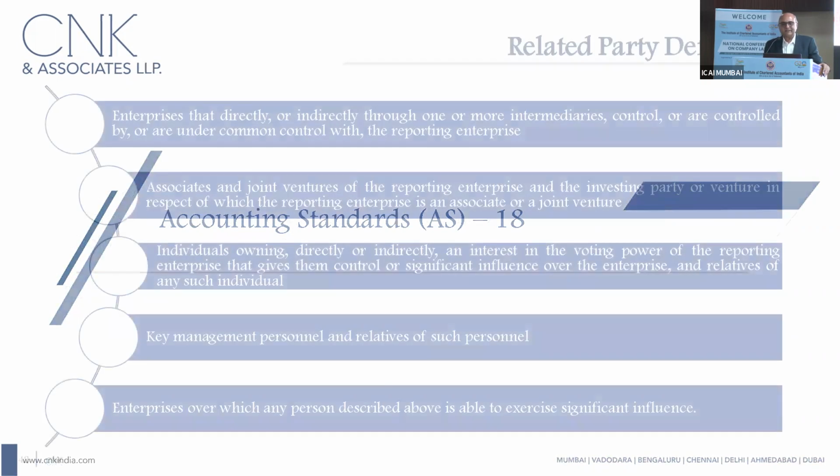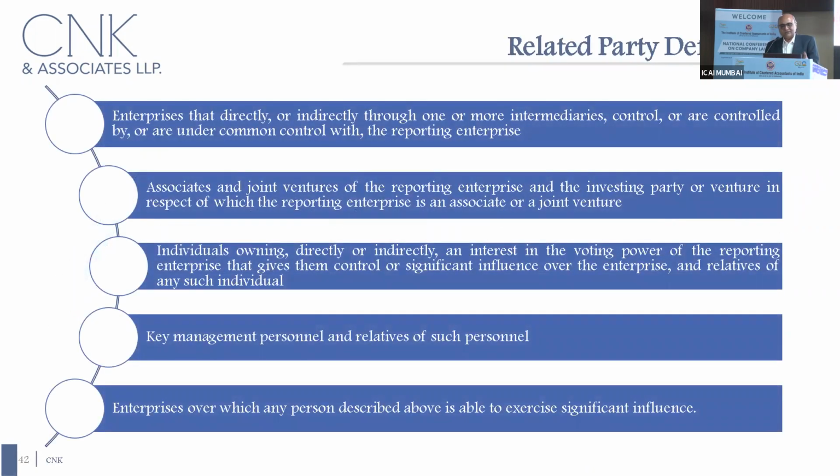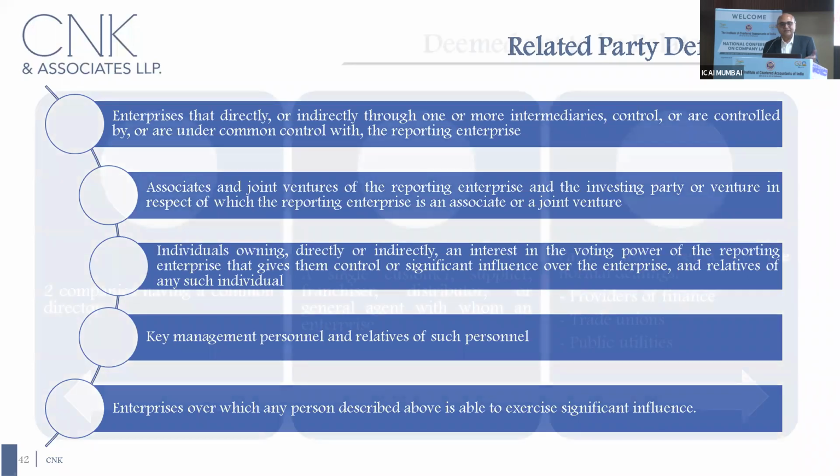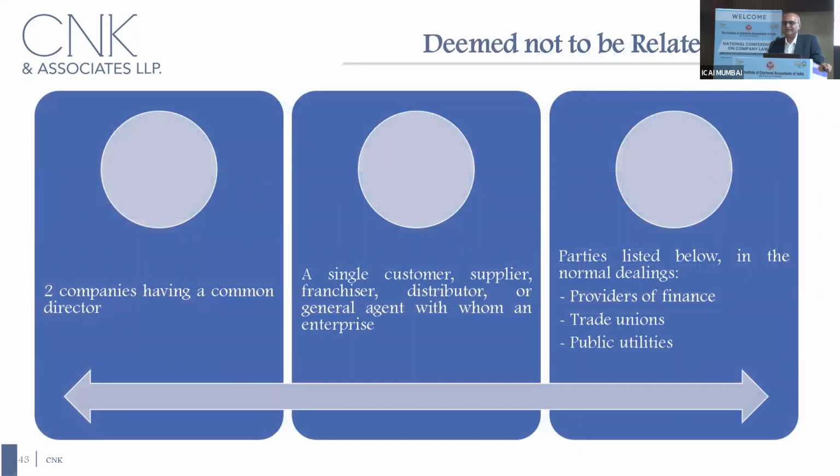When you come to AS 18, it applies to all these things which are there. A lot of things are similar to IND AS 24, but they would be a little simpler as compared to IND AS 24. And it says the following are deemed not to be related parties: two companies having a common director, a single customer, supplier, franchisor, or general agent, parties listed below in normal dealings.